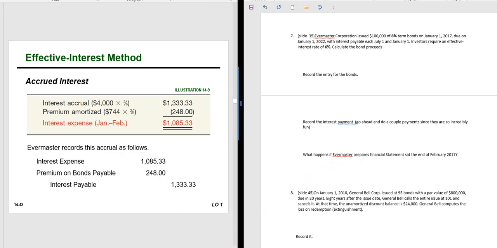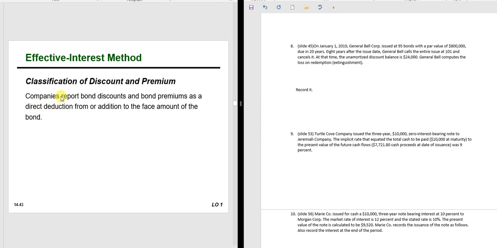So just quickly, discount or premium goes on the financial statements right after bonds payable, and you either subtract the discount or add the premium. So again, just like accumulated depreciation, you always show them together.